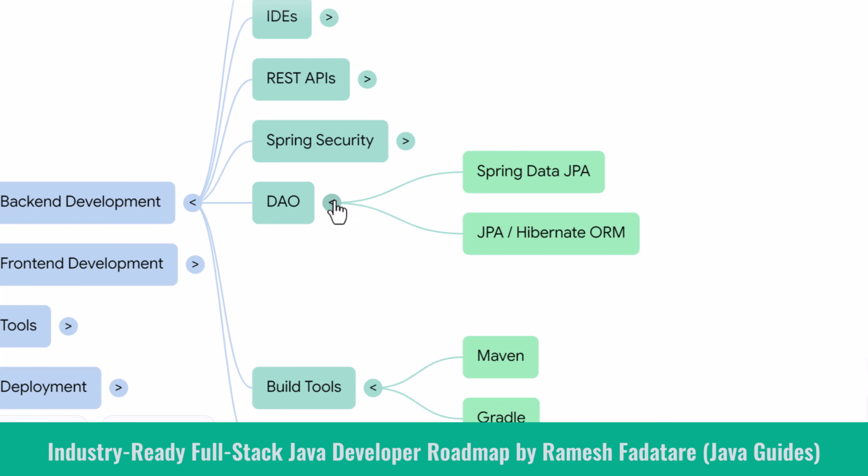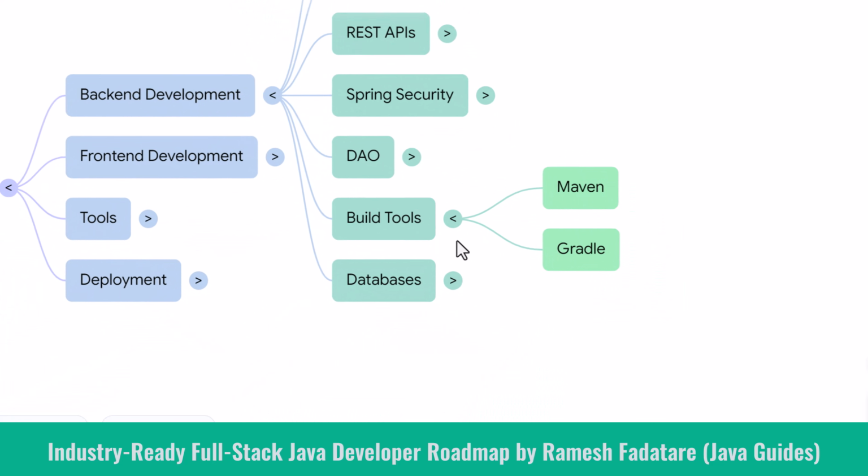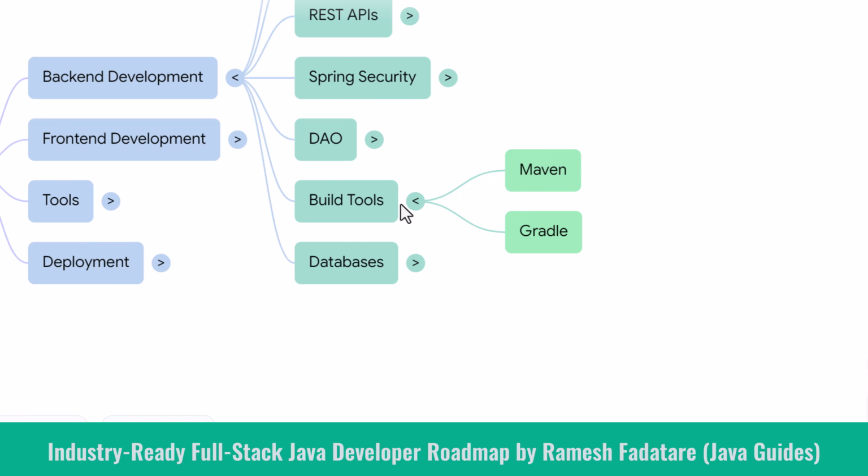Next, build tools. Every backend project needs build tools. You will frequently work with Maven and Gradle to manage your project dependencies, compile your code, run tests, and generate production-ready builds. These tools automate the development workflow and keep your project organized.